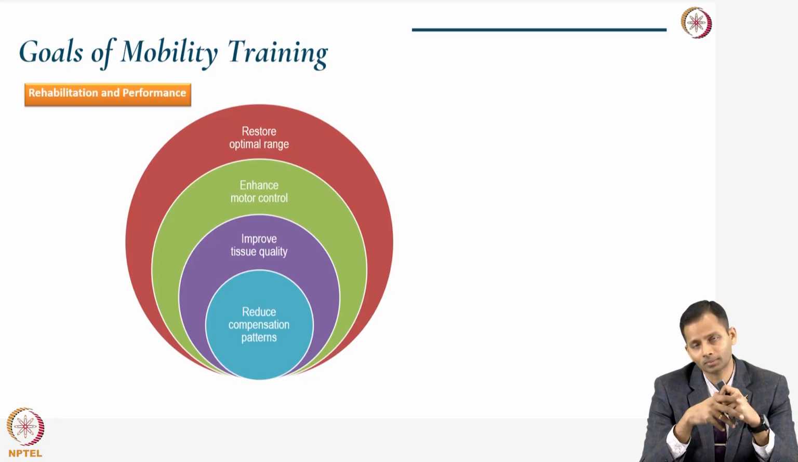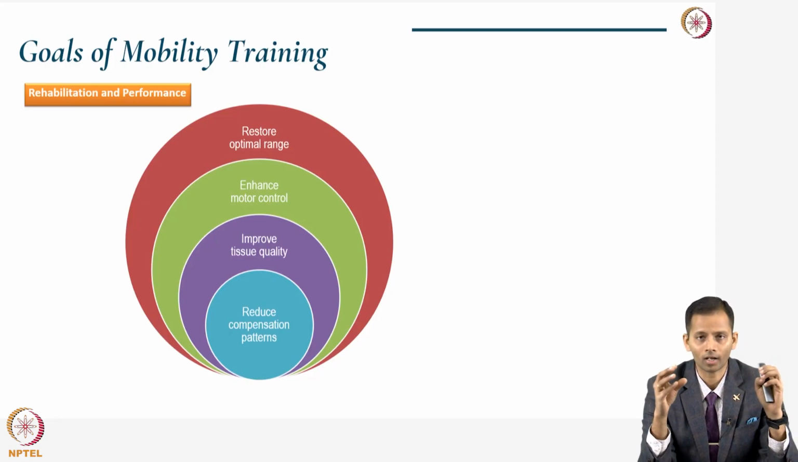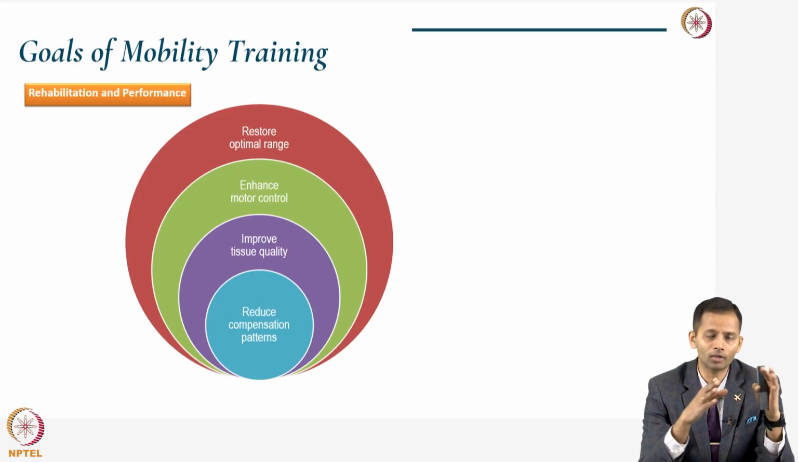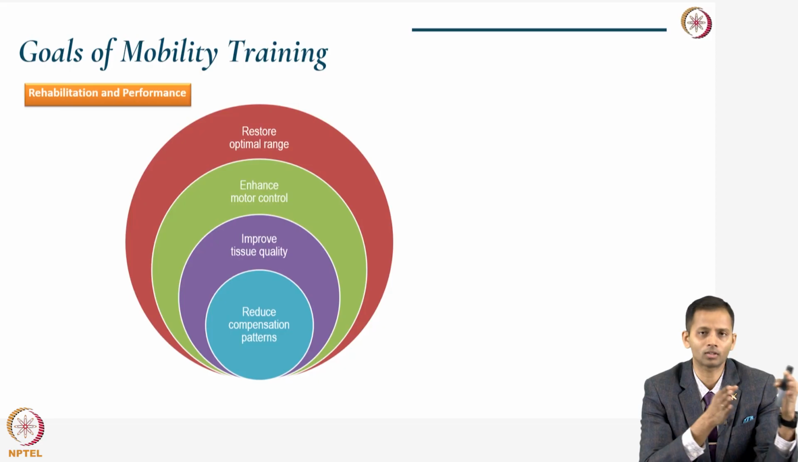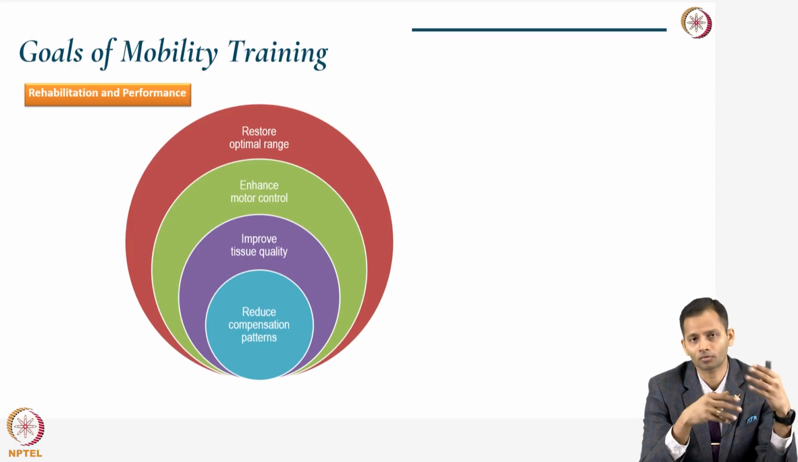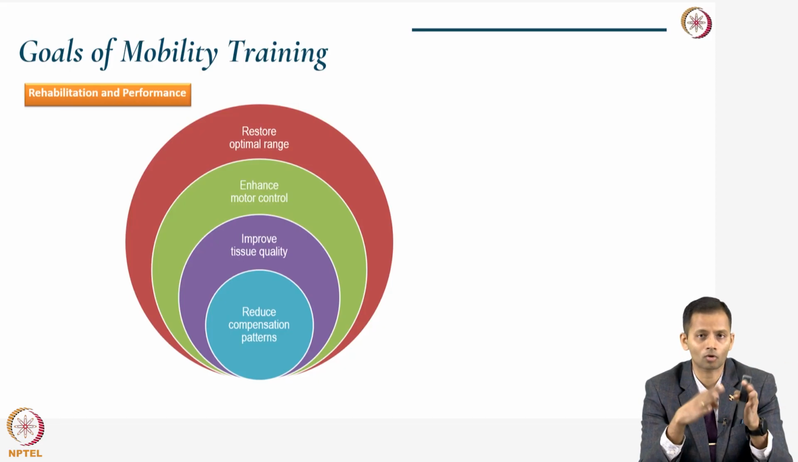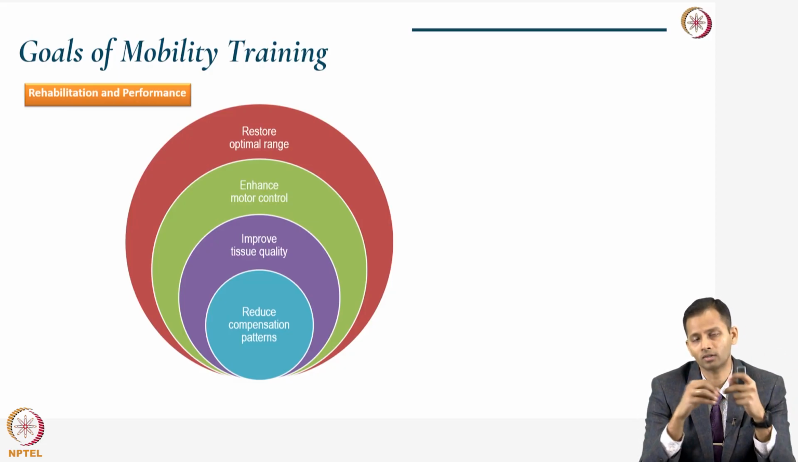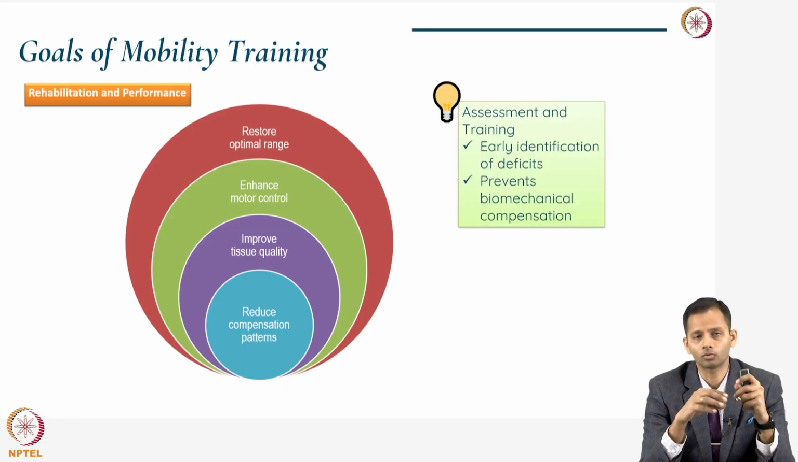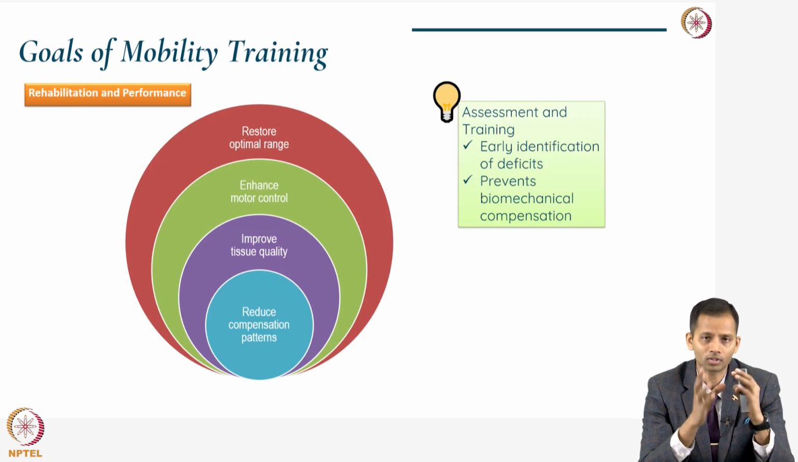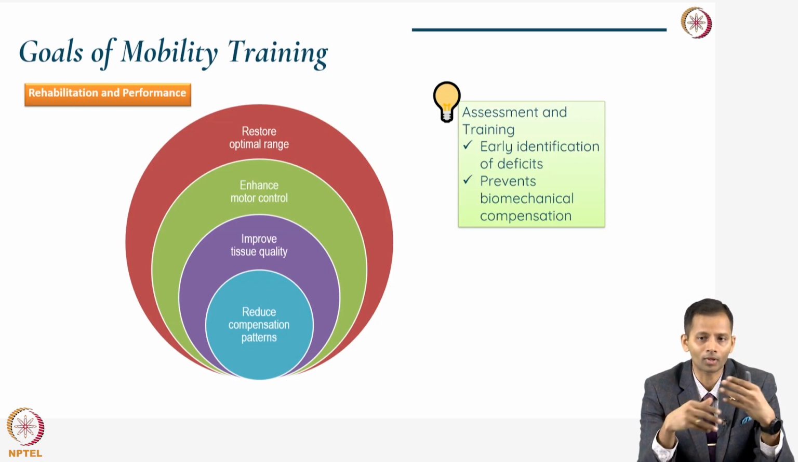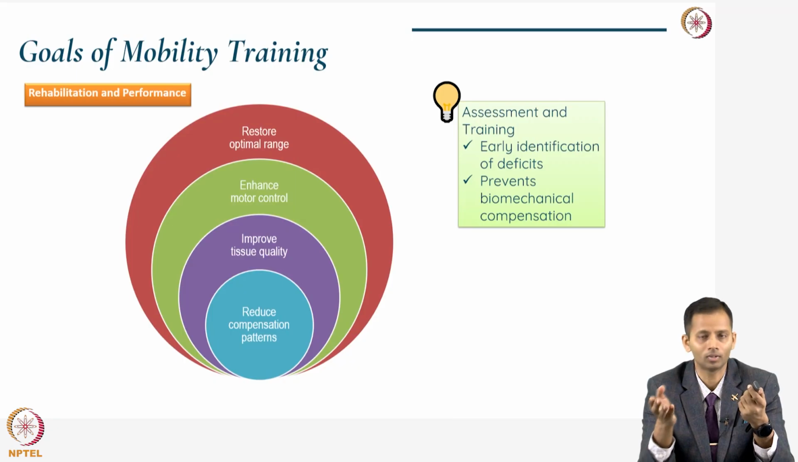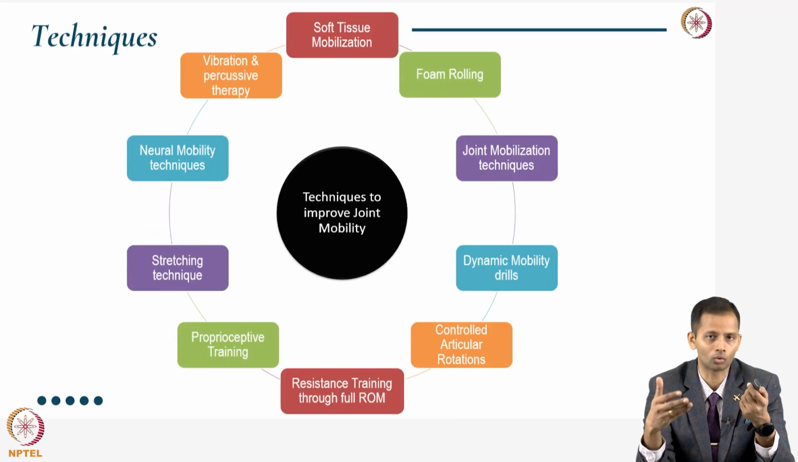The last important aspect is to also have a goal to reduce the compensation pattern that can happen, because any kind of pathology or an anatomical deviation because of the sports training per se can cause compensation in the other kinetic chain. So that needs to be also addressed. So assessment and training helps in identifying the deficit early and helps to prevent the biomechanical compensation that can happen because of the constant loading.